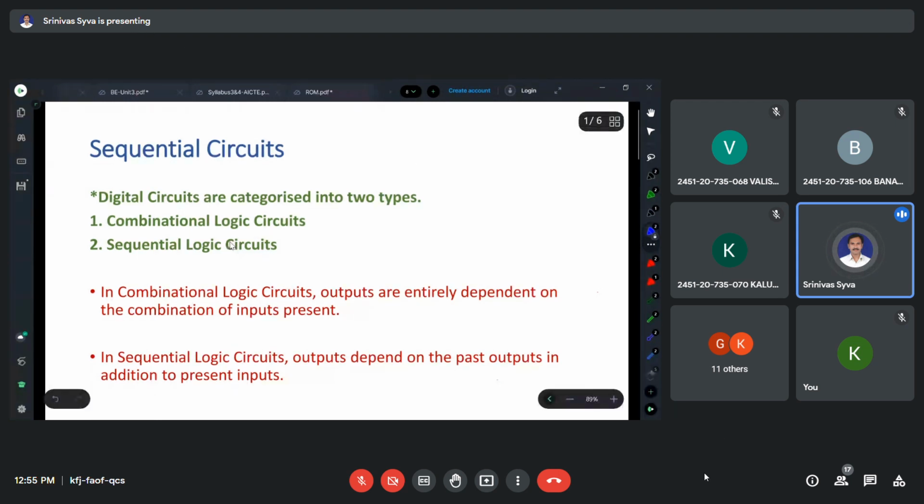See, now I will discuss unit 4, that is sequential circuits. Just a minute, please.